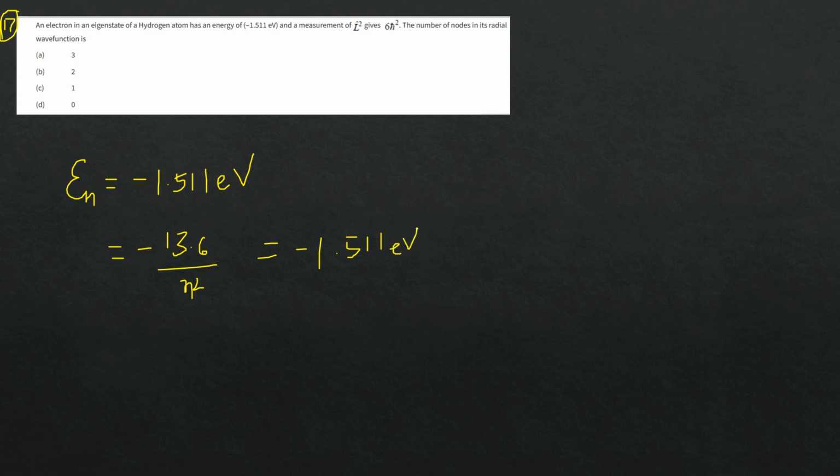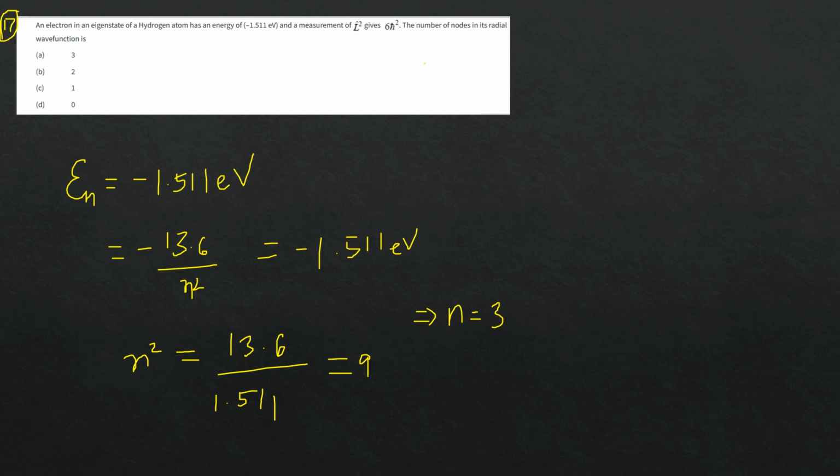So n square is how much? N square is 13.6 divided by 1.511. You will get it as 9 if you calculate it. And n is how much? N square is 9, so n is your 3, isn't it?